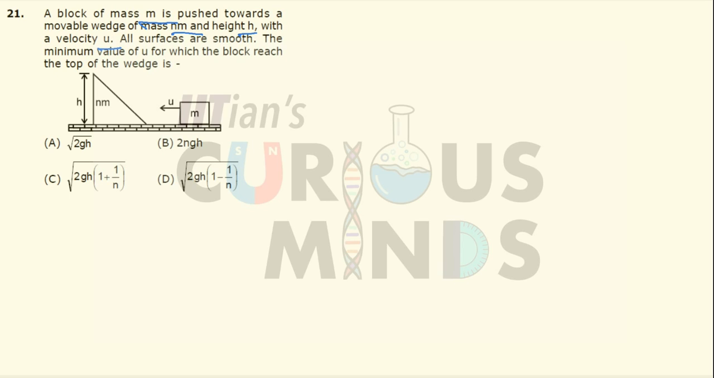Now first of all, understand that since all the surfaces are smooth, the energy will be conserved at every point. So I can say that, since there is no external force, the initial momentum is equal to mu, and the final momentum is when the block just reaches the top of the wedge. When the block just reaches the top, it means that it stops with respect to the wedge.